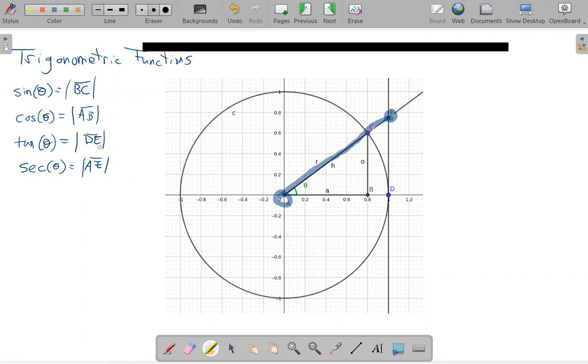Now I also claim here that the tangent of the angle is equal to DE. Here's D over there. There's E up there. So my claim is that that length right there is the tangent. So I'm going to do a little trigonometry magic and check that out. Again, I believe this length is the secant of the angle. I'll define the secant another way in a second. And that this length right here is the tangent of the given angle, theta.